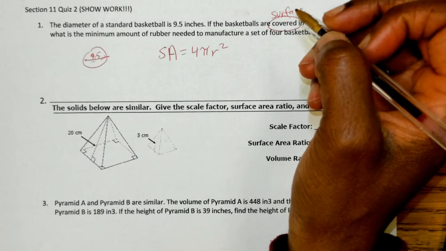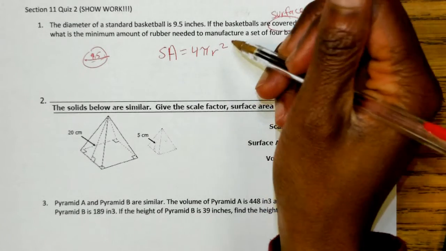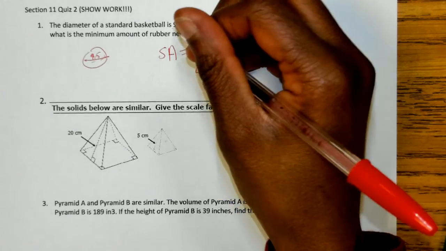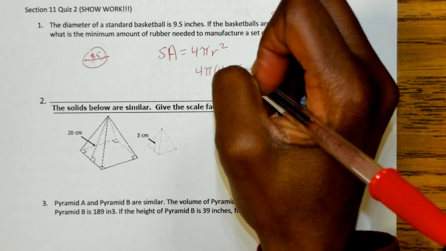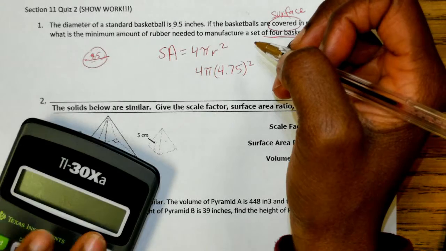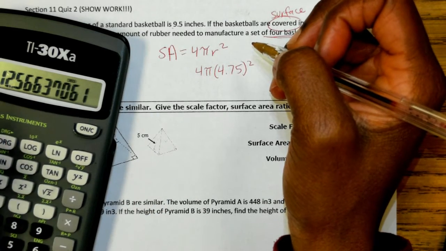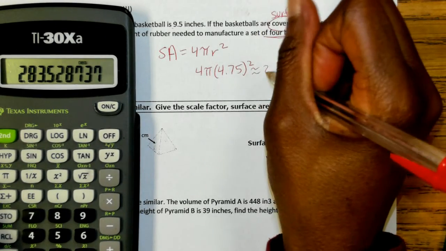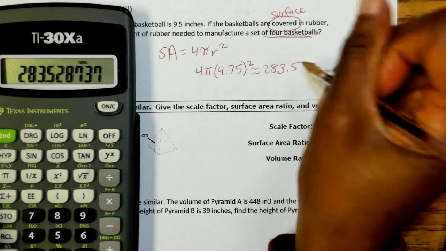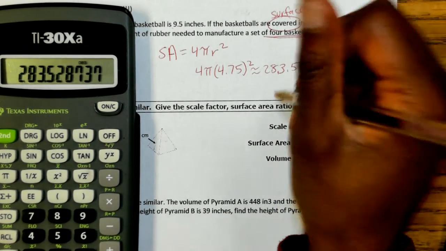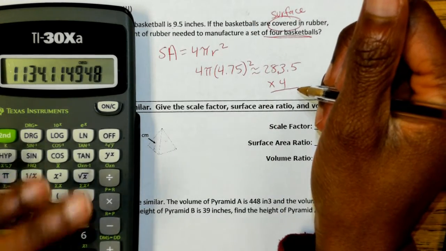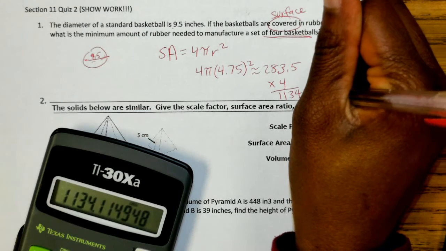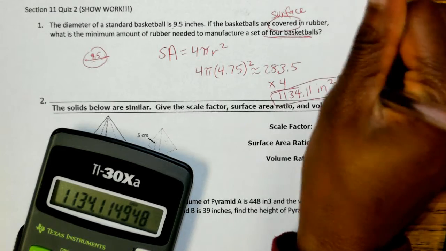The surface area for a ball, or for a sphere, is 4 pi r squared. That's the formula. That does not include the 4 basketballs. So you would just do 4 pi, and the radius would be half of the diameter, so 4.75 squared. You get about 83.5 for the surface area of 1 ball, and you have to times it by 4 because there are 4 balls. So it should have been 1134.